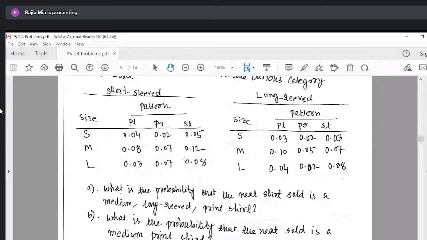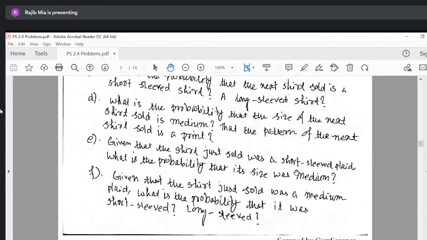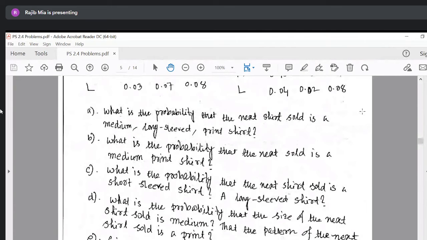So a medium print shirt is present in short sleeved and long sleeve, maybe short sleeve or long sleeve. For short sleeved, medium print, the probability is 0.07, and for long sleeved, medium print, the probability is 0.05. So add these two probabilities, 0.07 plus 0.05, that is 0.12. Okay, 0.12. And see, what is the probability that the next shirt sold is a short sleeve shirt?